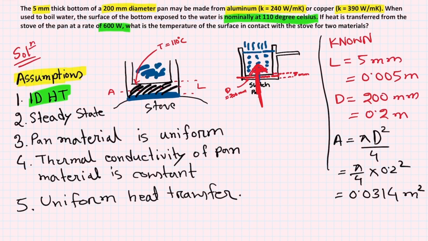Secondly, we are also considering this problem to be a steady state problem, and steady state means that with respect to time there is not going to be any change in any particular properties. For example, if you are measuring temperature with respect to time, and as time progresses your temperature value changes, then it's going to be a transient heat transfer problem, or an unsteady heat transfer problem.